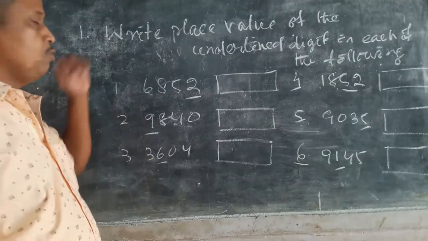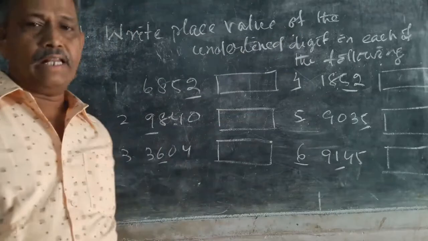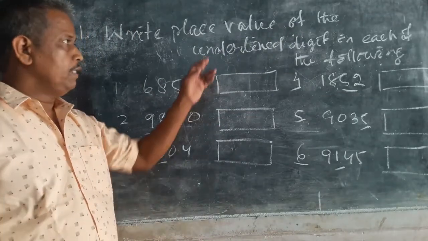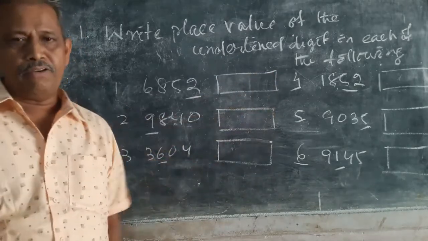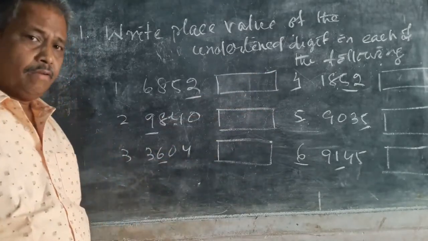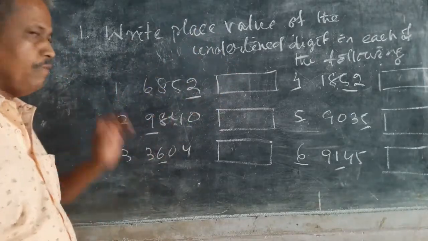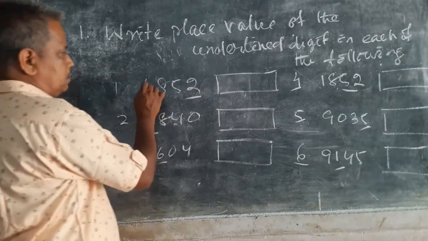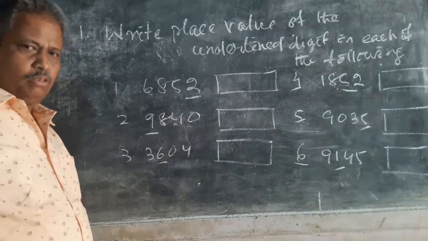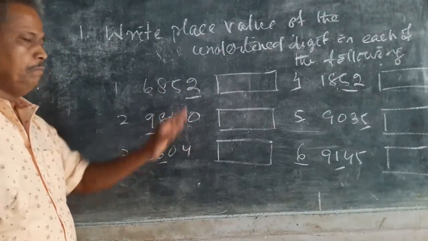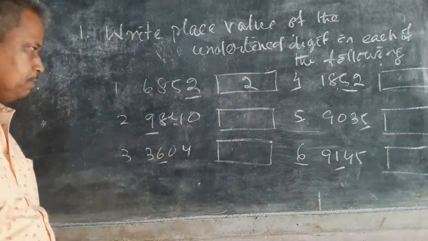You see, the next question, write place value of the underlined digit in each of the following. You see the first question, the number is 6852. The underlined digit is 2, which is in 1's place. So the place value is only 2 because it is in the 1's place.